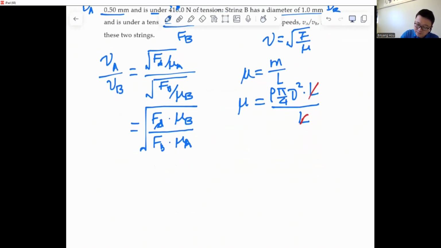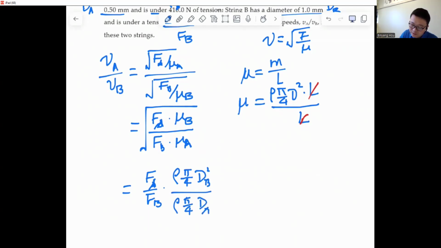But let's take a look here. So this would be equal to FA over FB, so we can have that taken care of first, and then times mu B, we'll do rho of B, which is the steel, and rho of A is also the steel, so that rho should be the same for the same material. And then pi over 4 is the same. So diameter of B squared divided by rho pi over 4 d of A squared. We are not given rho, but they are the same, so don't worry.